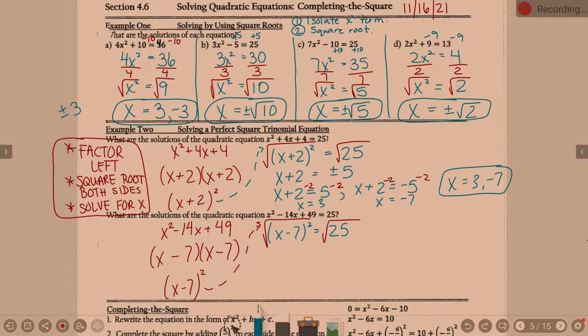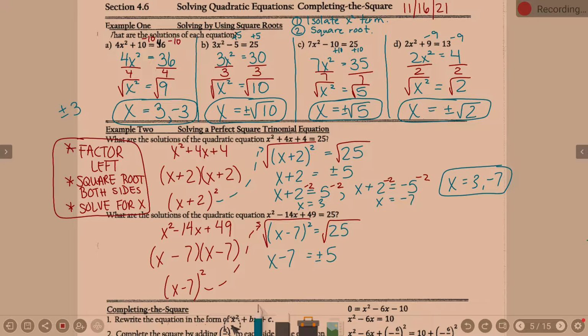What is the square root of x minus 7 squared? X minus 7. Good. I want you guys able to answer that. That should be an easy answer once you get used to it. Square root of 25? 5 and negative 5.